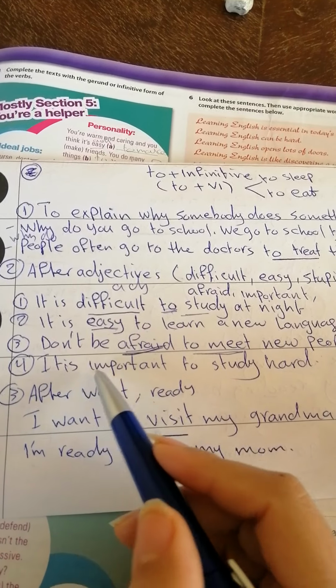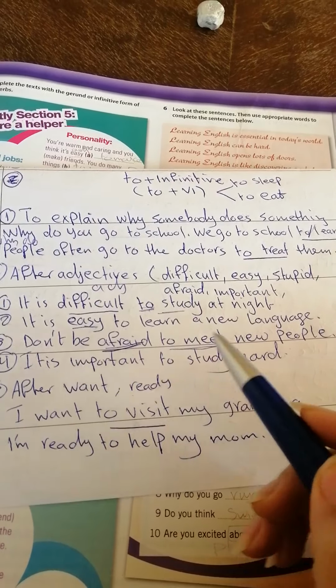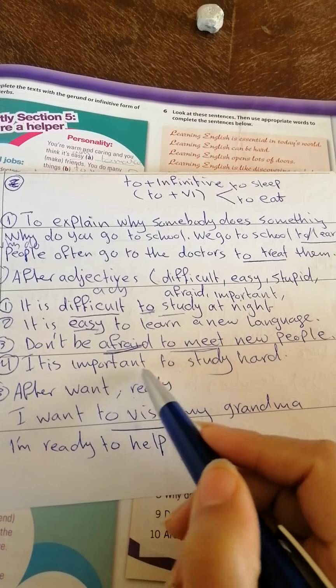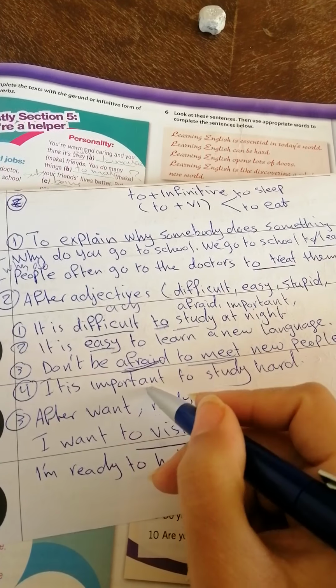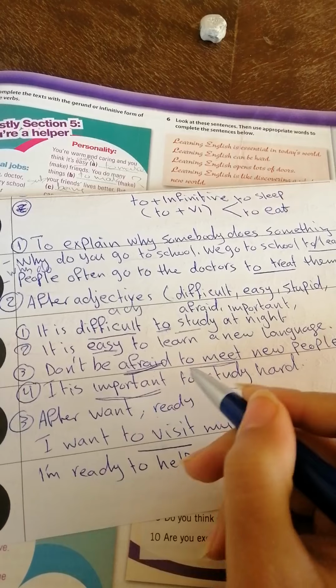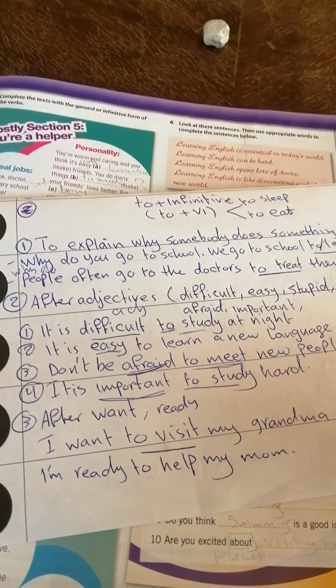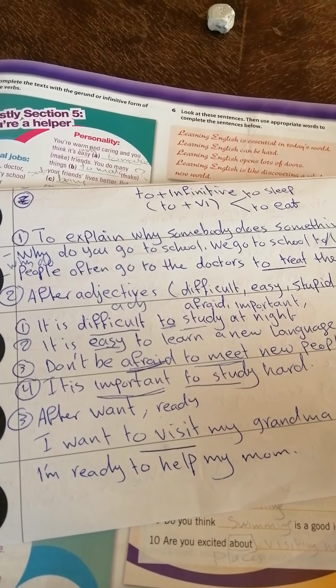Number 4, it is important to study hard. As you can see here, important is an adjective, and after the adjective, I should have what? To plus infinitive.